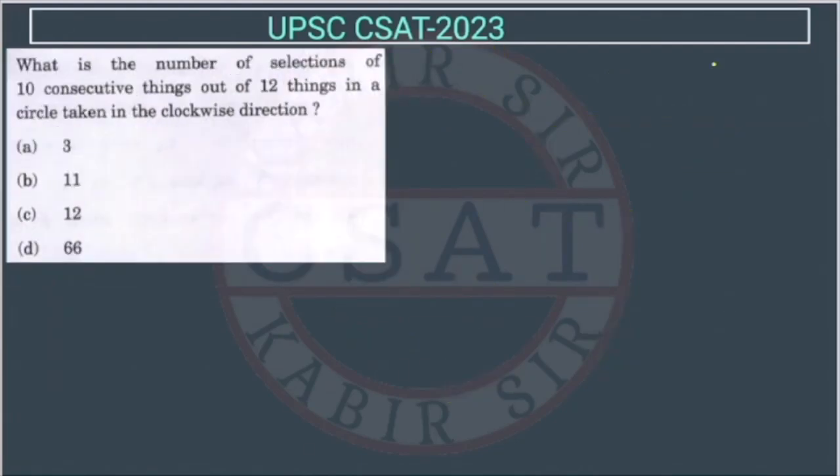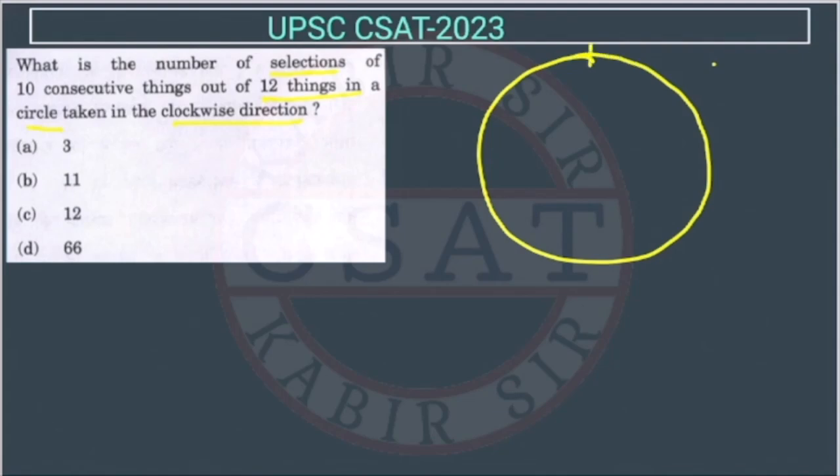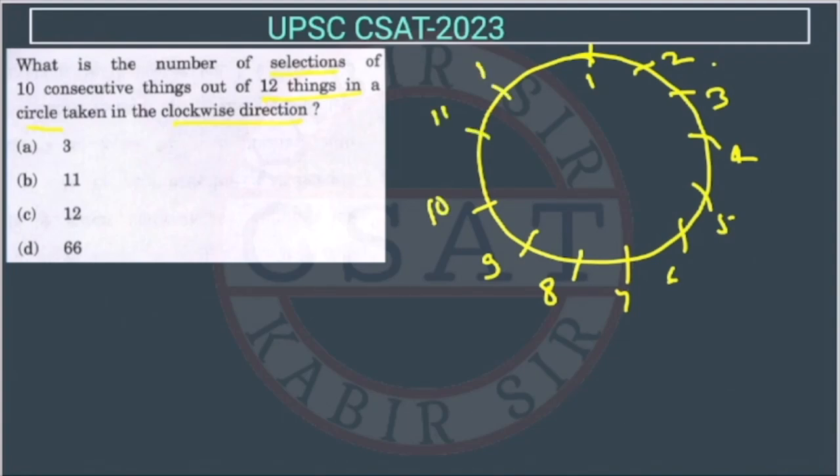Now let's see this question. This question is from permutation and combination. What is the number of selections of 10 consecutive things out of 12 things in a circle taken in a clockwise direction? So in a circle there are 12 things: 1, 2, 3, 4, 5, 6, 7, 8, 9, 10, 11 and 12. Out of these we have to select 10, and they should be consecutive. There is one formula, and with that formula the direct answer is 12, so the answer is option C. But I will tell you how this works.